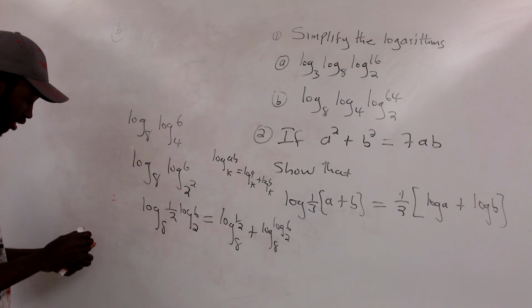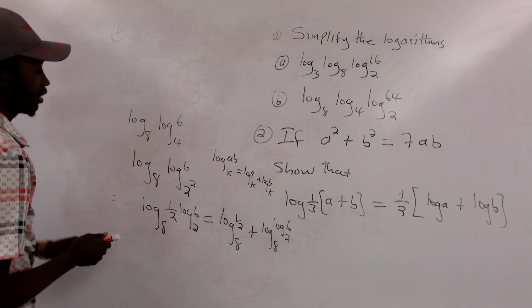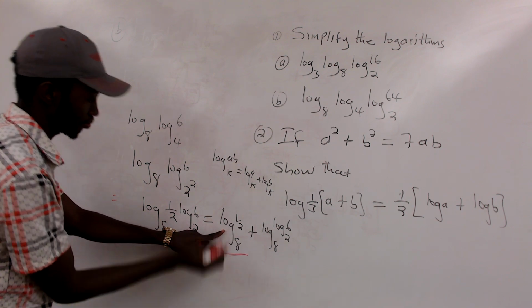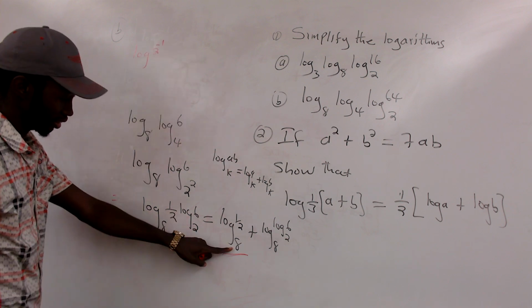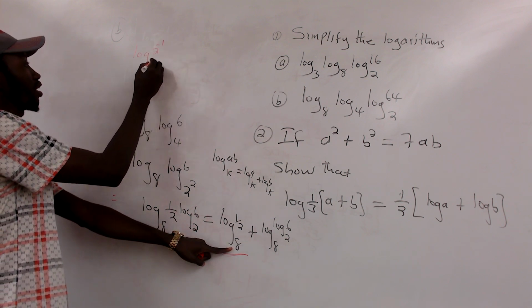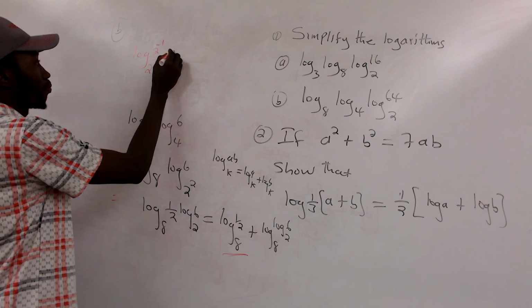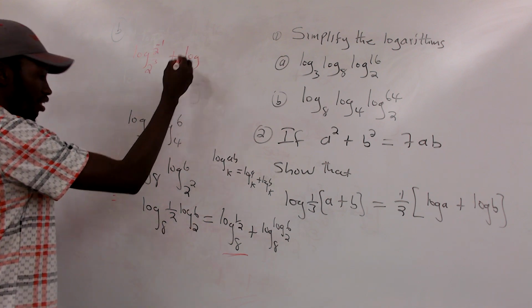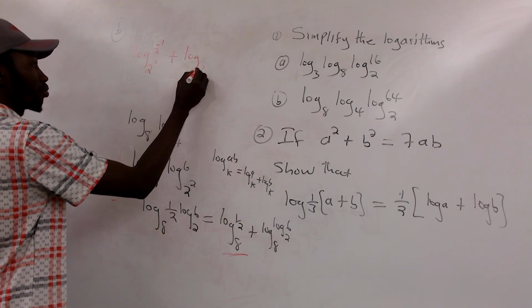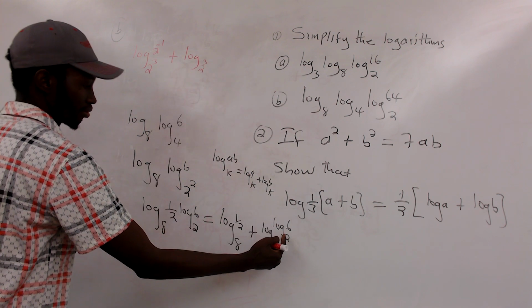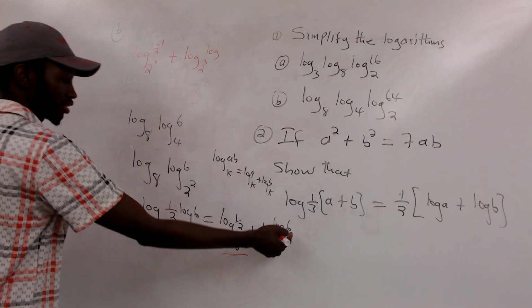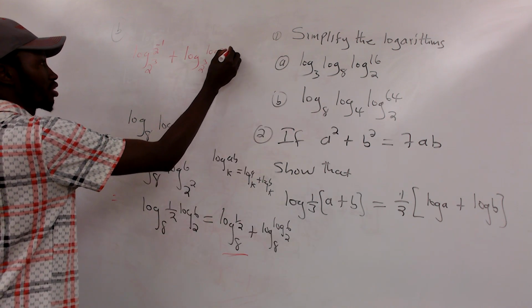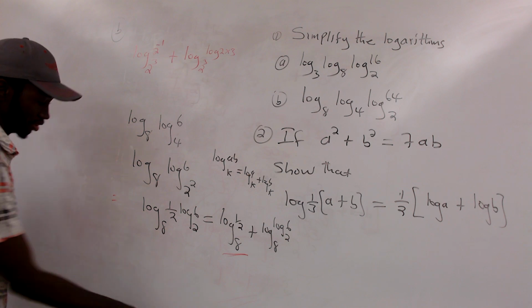This half is the same as 2 raised to power minus 1, this number. So say log 2 raised to power minus 1, and this 8 is the same as 2 raised to power 3. We take our plus sign, and the base is 8, 2 raised to power 3. And this log again, we can say log. This 6, we can simplify it as 2 times 3. I think this is it.